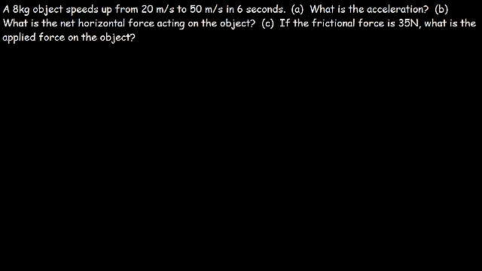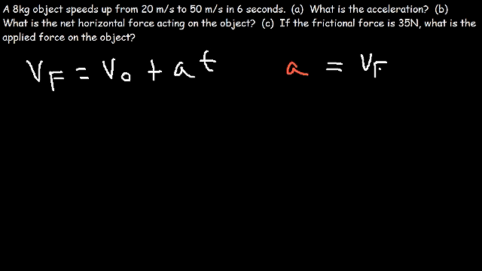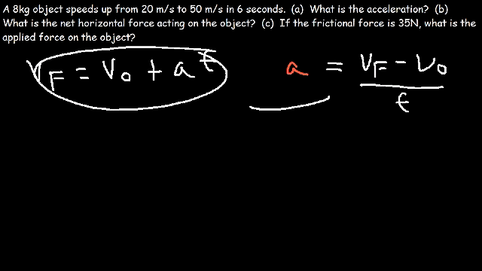An 8 kilogram object speeds up from 20 meters per second to 50 meters per second in 6 seconds. What is the acceleration? To find the acceleration, you can use this equation. Perhaps you've seen this same equation written this way. A is equal to V final minus V initial divided by T. These two equations are the same, but you can solve for A, and it's going to look like that.